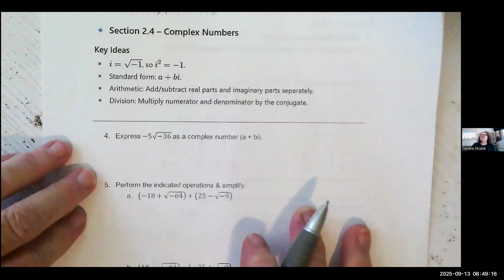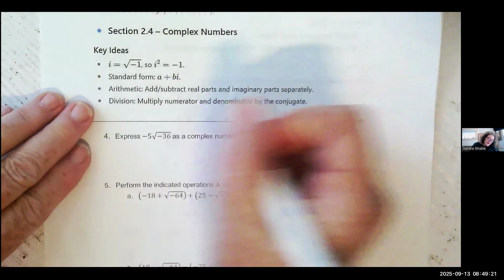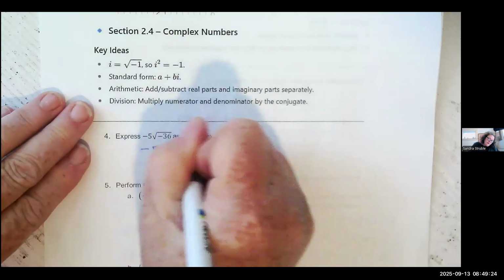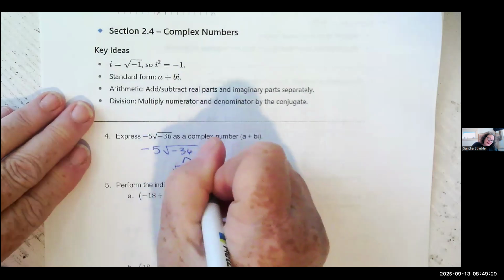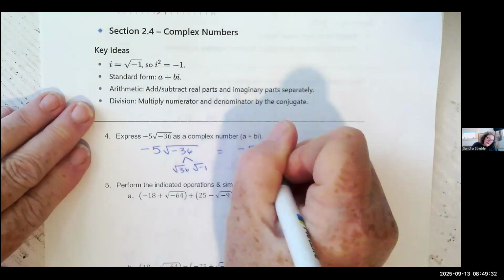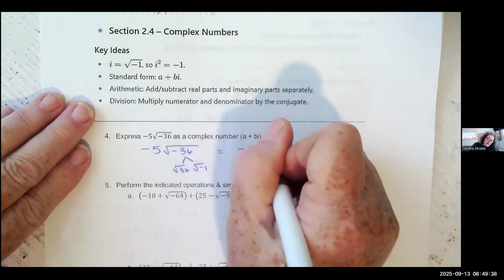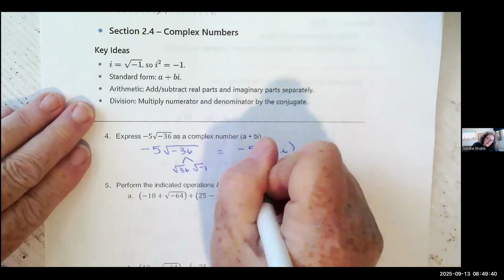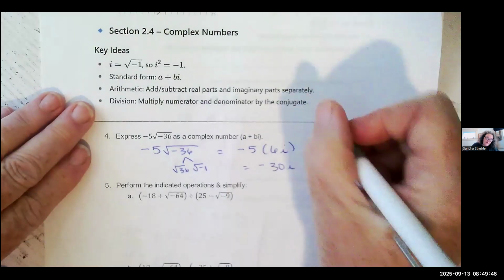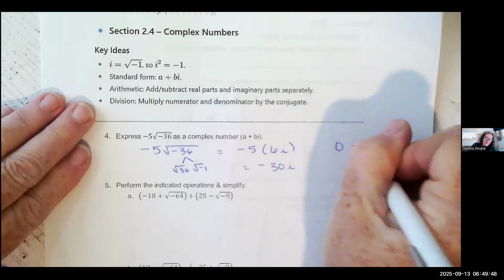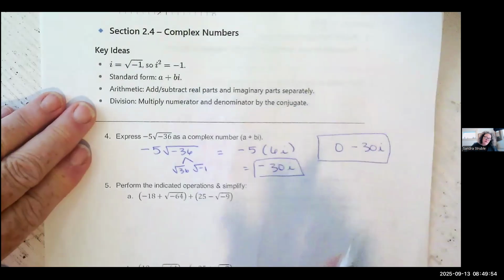Complex numbers. Express -5 square root of -36 as a complex number in A plus BI format. So -5, the square root of -36. 36 breaks down into the square root of 36 and the square root of -1. So that's -5 and then 6i. -5 times 6i is -30i. Now you could leave it in that format, or you could write 0 minus 30i. I would accept either one of these. Okay.